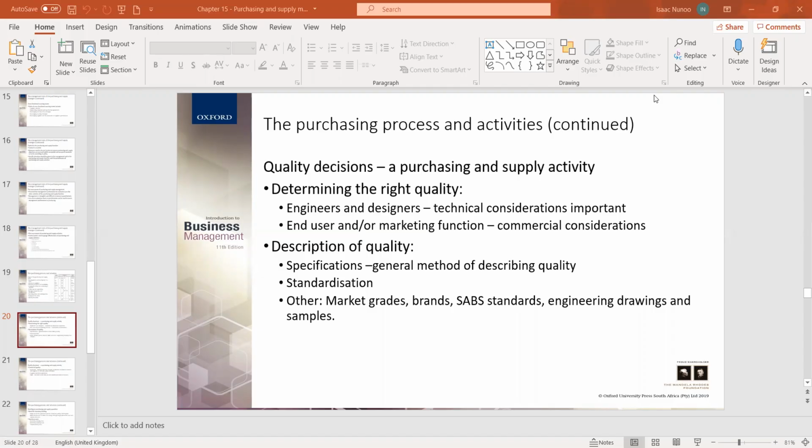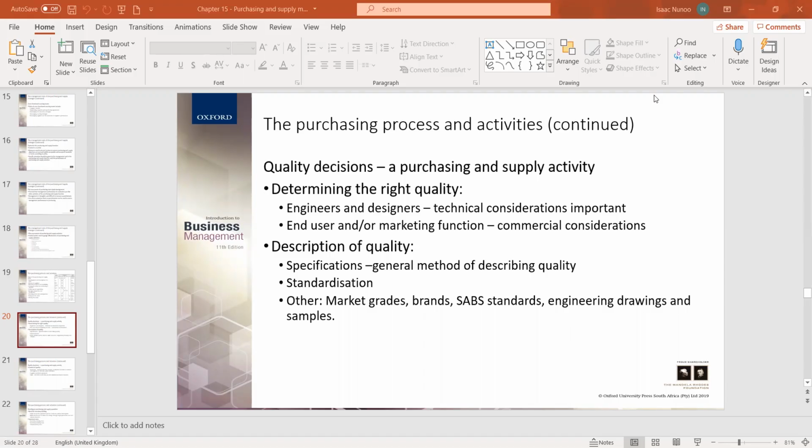The right quality is that quality purchased at the lowest price which satisfies a specific need and performs the function for which it is purchased. So how do we determine the right quantity? If you determine the right quantity, one thing is that we need technical consideration.